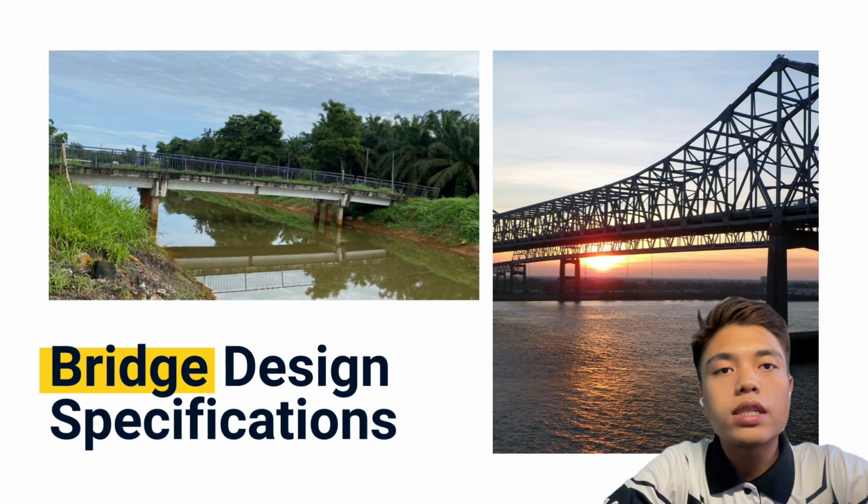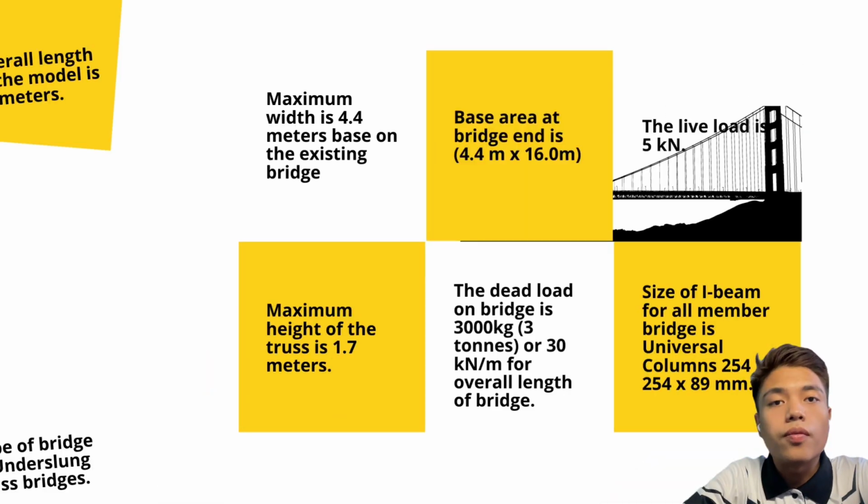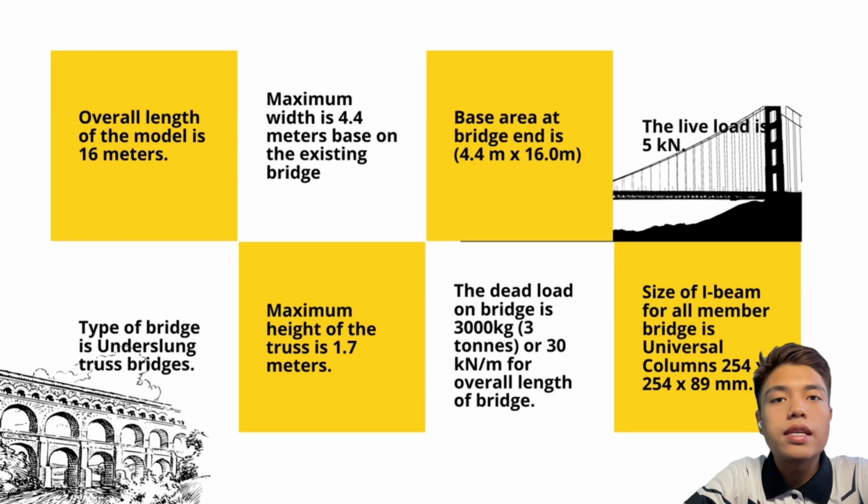And for my part, I will explain about the design specification of the bridge. So, the overall length of the model is 16 meters, while this type of bridge is an underslung truss bridge. The maximum width is 4.4 meters based on the existing bridge. The maximum height of the truss is 1.7 meters. The contact base area at each end is 4.4 meters times 4 meters.